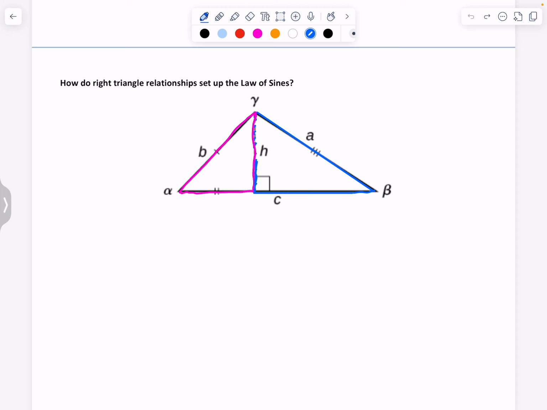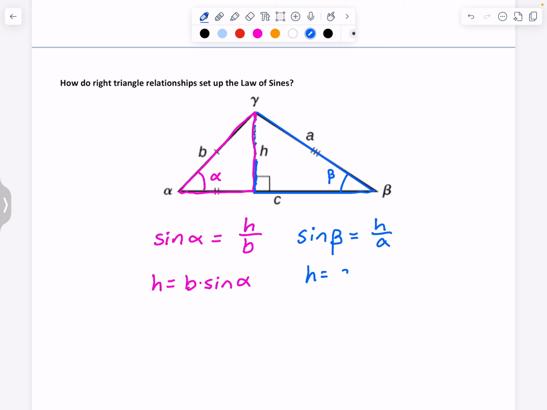All right, so we can set up two ratios then. This is angle alpha. So sine of alpha is equal to, okay, sine is opposite over hypotenuse, which is going to be h over b. If I solve this equation for h, I just multiply both sides by b. I can also do it for the right triangle. This is dealing with beta instead of alpha. Sine of beta is equal to h, opposite, over a, the hypotenuse. So that means h is equal to a times sine beta.